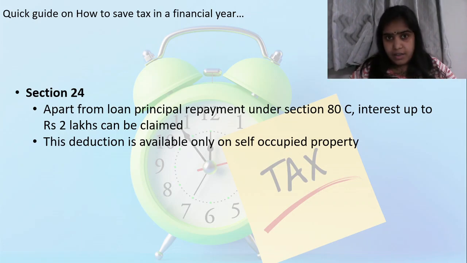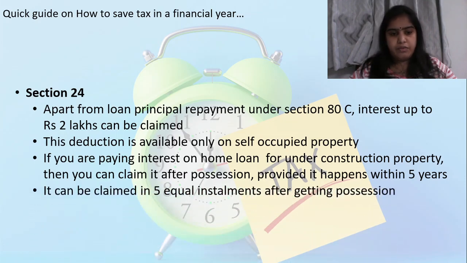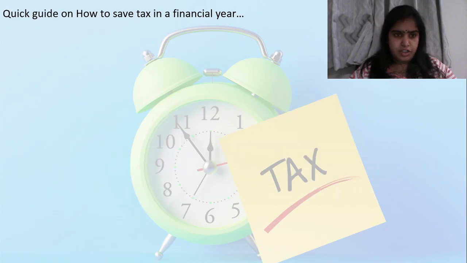If you are not staying there, then we are not going to get this benefit. Then if you are paying interest on home loan for under construction property, then you can claim it after possession, provided it happens within 5 years. It can be claimed in 5 equal installments after getting the possession.